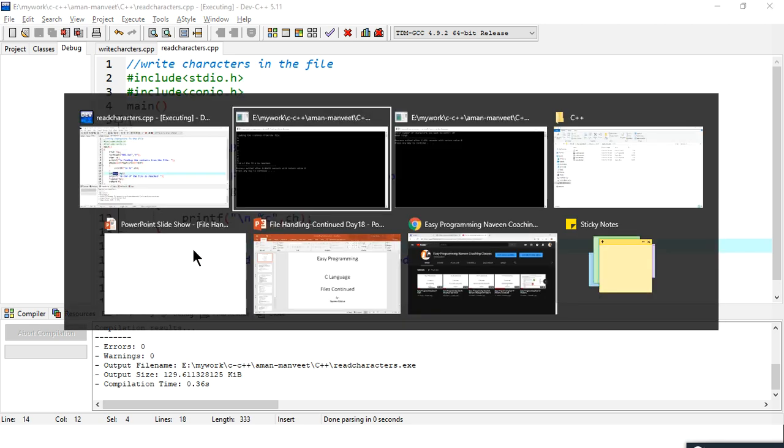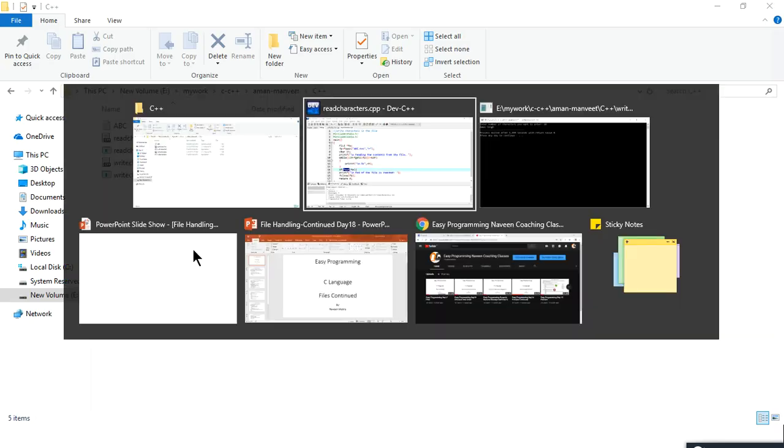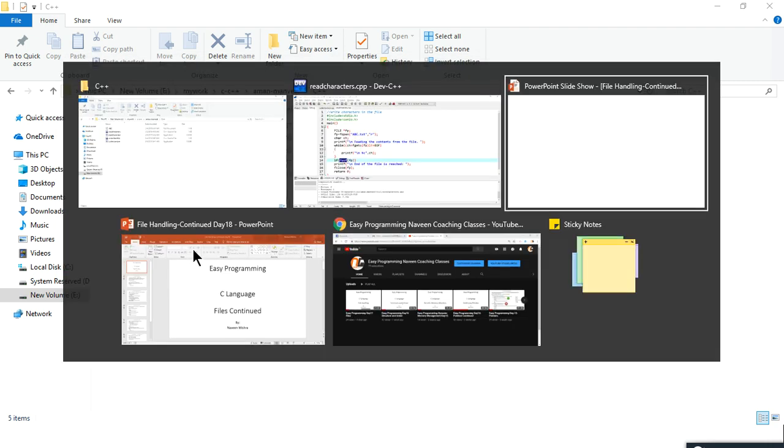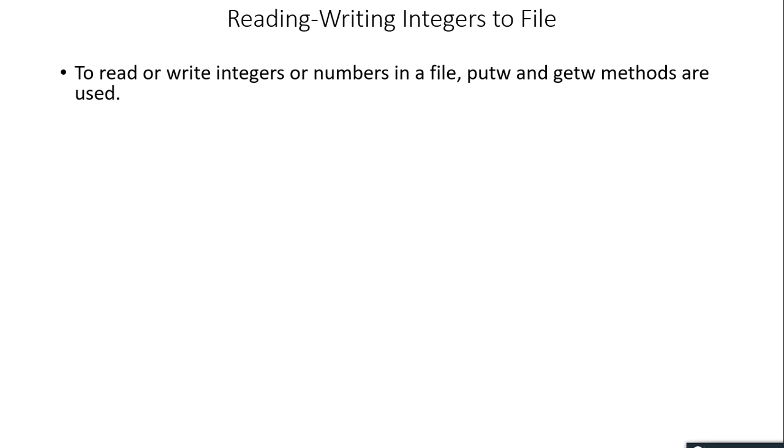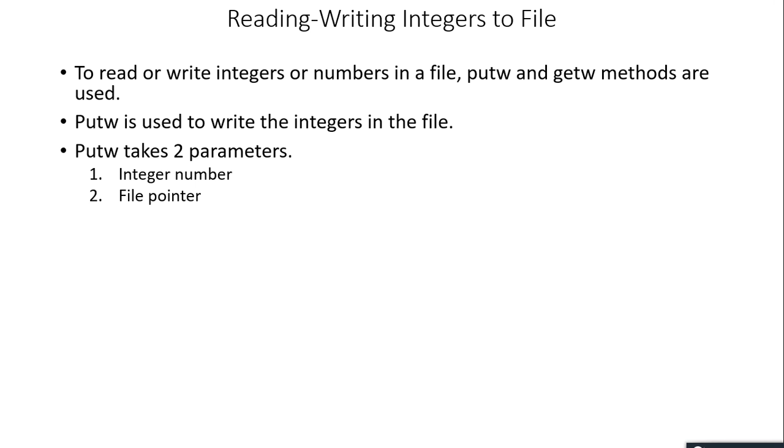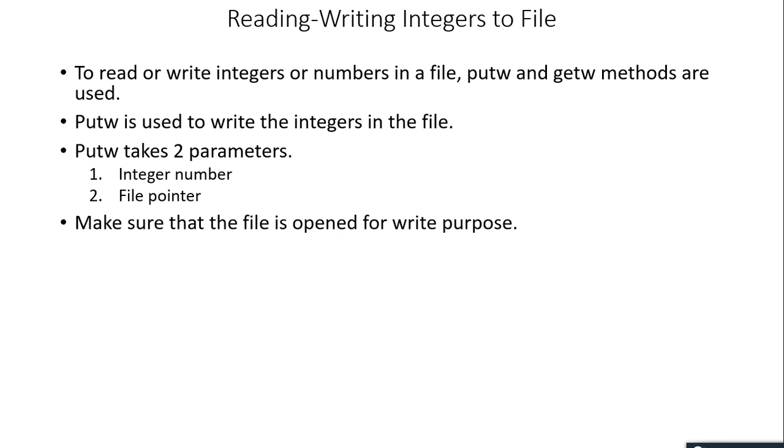Let's start from the slideshow. And the next topic is reading or writing integers to a file. Just like characters, you can write integers as well. Your functions will change to putw and getw. Putw is to put an integer and getw is to get the integer. Okay. Putw, just like putc, takes two parameters. One is the integer number and another is the file pointer.